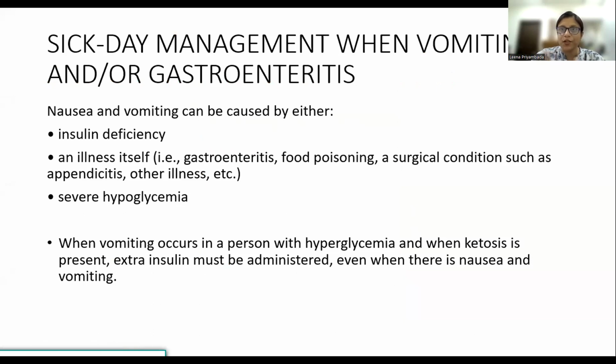So this is a very common problem: vomiting, loose motions, gastroenteritis. Nausea and vomiting can be a sign of insulin deficiency because of the illness itself, and because of severe hypoglycemia. And when vomiting occurs in a person with hypoglycemia, when ketosis is present, extra insulin must be administered even when there is nausea and vomiting.